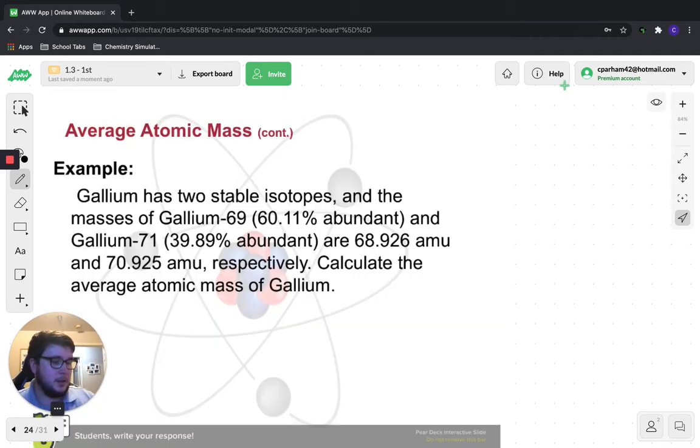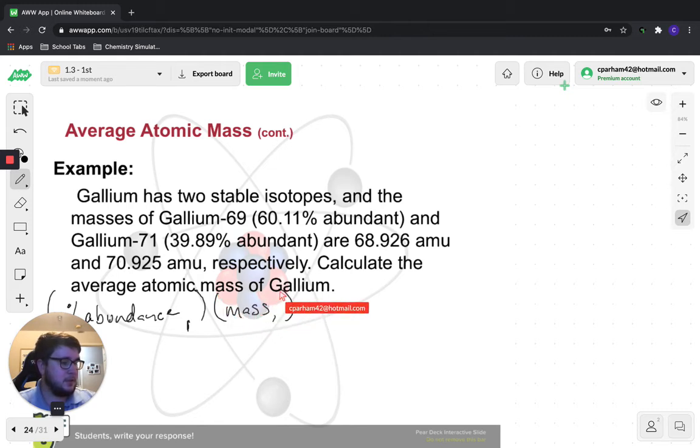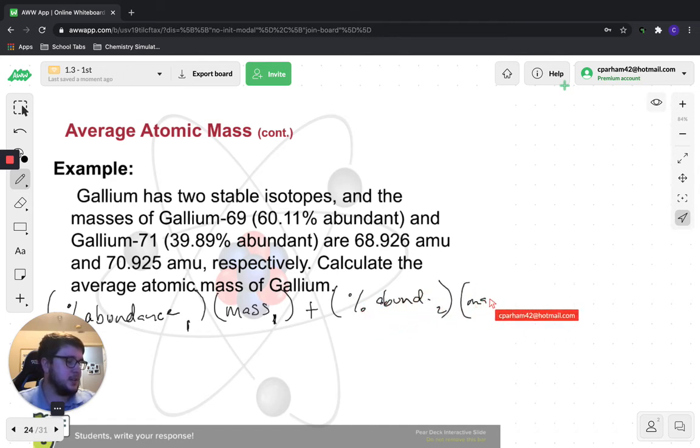If you want to see the formula written out, here it is. Basically, it's the percent abundance of the first isotope times the mass of the first isotope, plus the percent abundance of the second one times the mass of the second one, plus, and so on, until however many different isotopes you have. So there's your official formula.